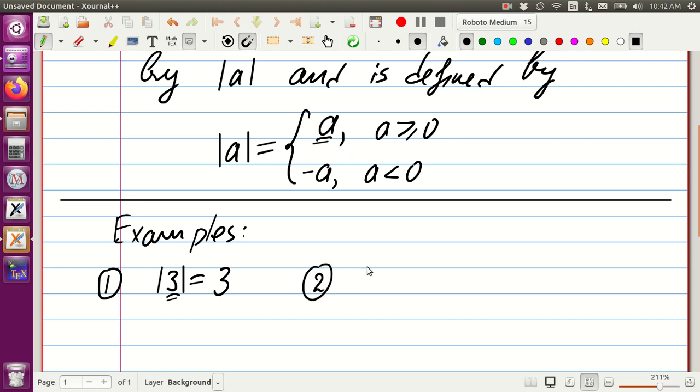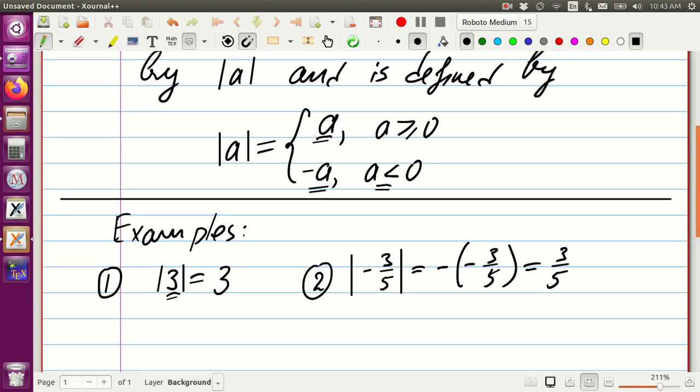In our second example, we'll try to calculate an absolute value of negative 3 over 5. So we see that the number inside of the absolute value is negative. So when the number is negative, we have to put an extra minus. So let's try to do that. We put the minus, we put negative 3 over 5, and minus gives us a plus. So we get a positive 3 over 5 as our answer. So that's how absolute value works in practice.